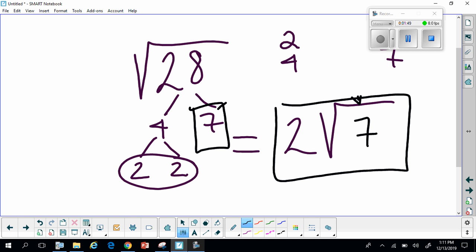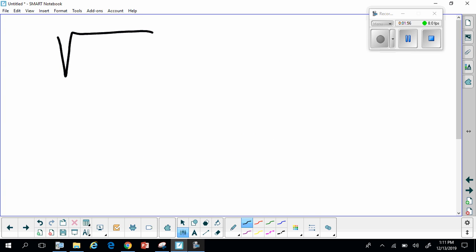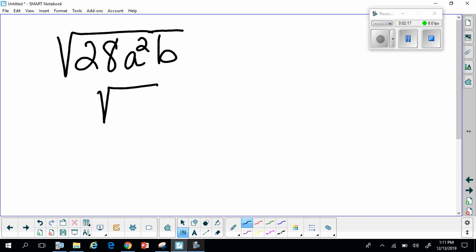What about if I added a monomial expression including variables? So here we go. I'm going to take our same 28a squared b. Now, one of the properties of radicals says that I can actually split up anything underneath the radical sign. So I'm going to go ahead and do that. I'm going to make this into root of 28 and root of a squared b.